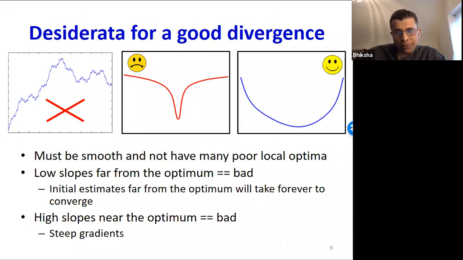So here are some desiderata for good divergence functions. Ideally, the divergence must be smooth and not have any poor local minima. These plots are showing, for some hypothetical function, the divergence as a function of the parameter value for some parameter. If the divergence function is something like this one over here, this is a no-no. Gradient descent will simply not work here. So you want divergences which are more like the ones to the right.